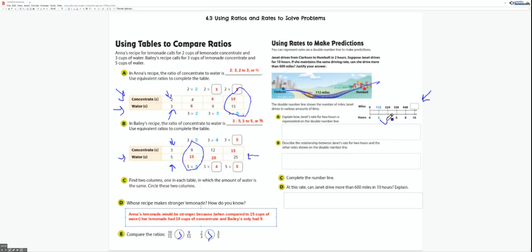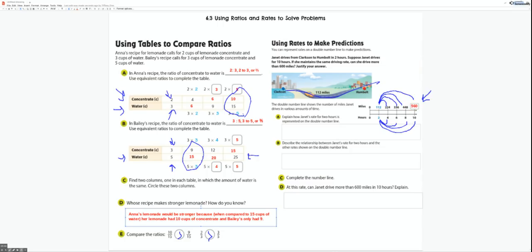So they did 2 times 2 and got 4, 112 times 2. And then they did 112 times 3 to get this, and then 2 times 3 to get 6. And then they multiplied both by 4, and then they did 2 times 4. And then now's where we come in, because 2 times 5 is 10, but then we got to do 112 times 5 to get 560. I need to make that a little bigger.